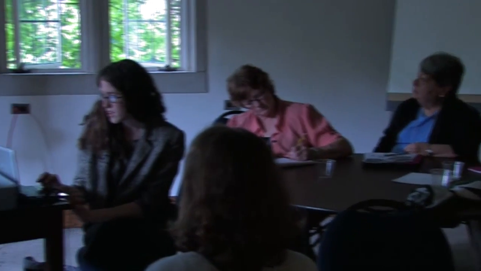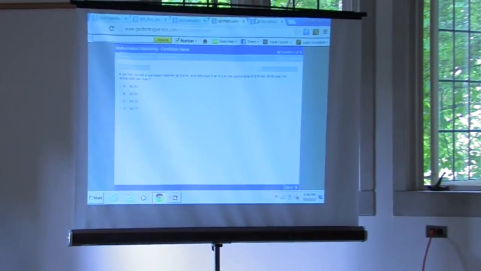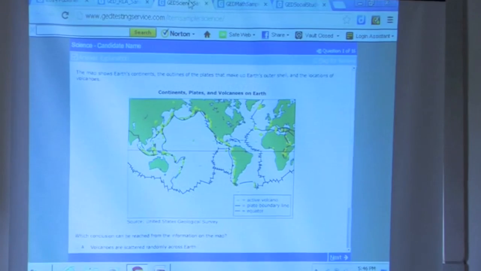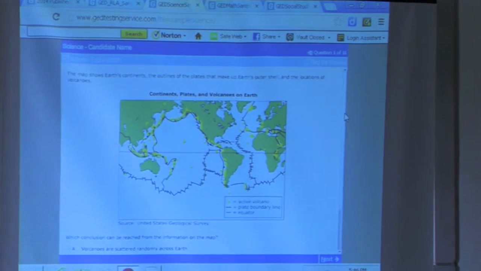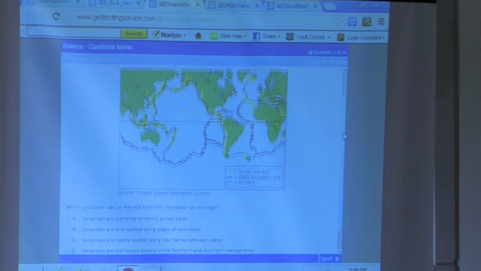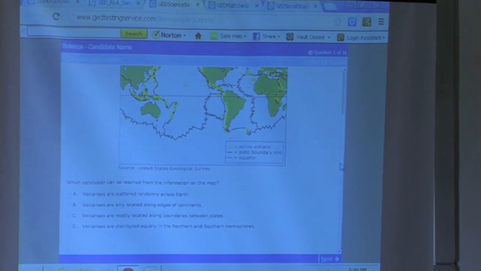Absolutely. Great. So do you want to look at science or social studies? Or are we good? Science? All right, let's look at science. It maps continents and the outlines of the plates. I just saw this at the Natural History Museum the other day. They had a really cute little light up thing that looked just like that. All right, and then they have to scroll and then click. There we go.